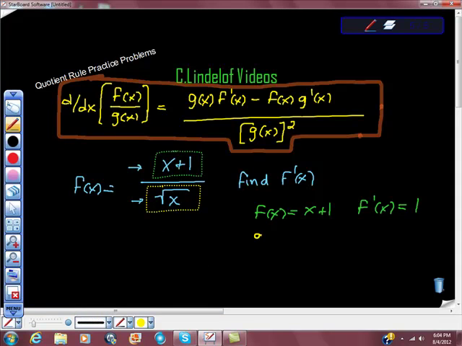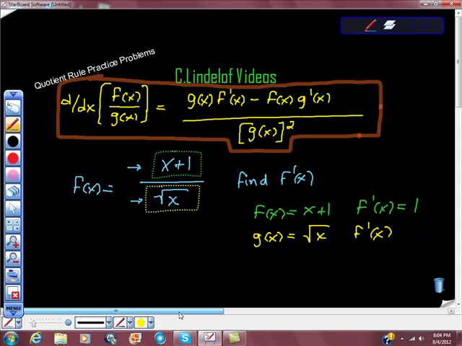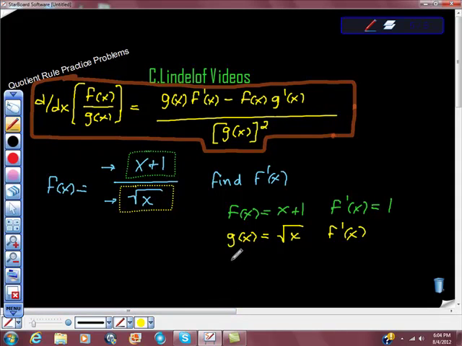So g of x is equal to the square root of x. The derivative g prime of x gets a little bit uglier, doesn't it? So this is what I'm going to do. I'm going to rewrite my g of x, the square root of x, as x to the 1/2 power. I'm going to take its derivative and say that g prime of x is equal to 1/2 times x to the 1/2 minus 1, which is x to the negative 1/2, isn't it?